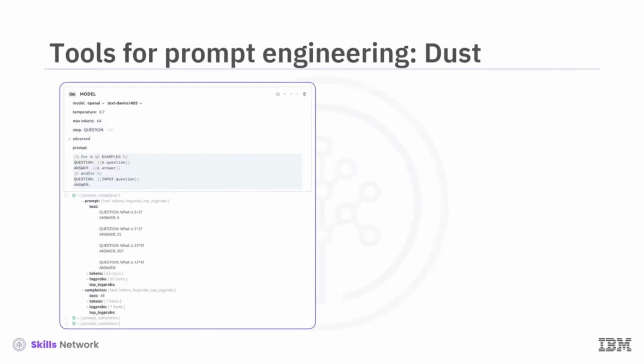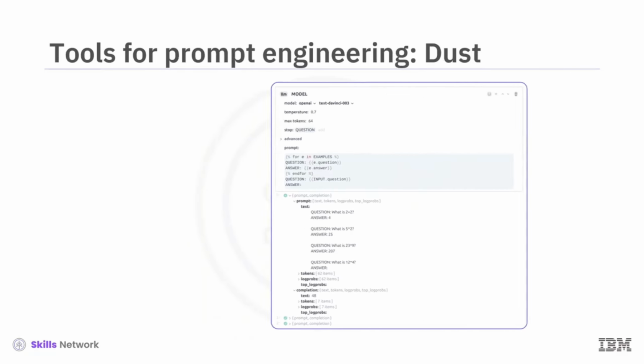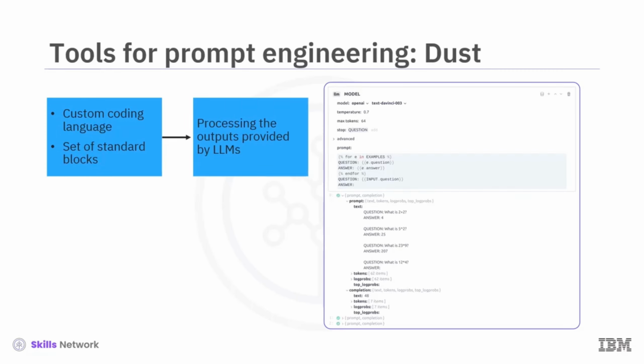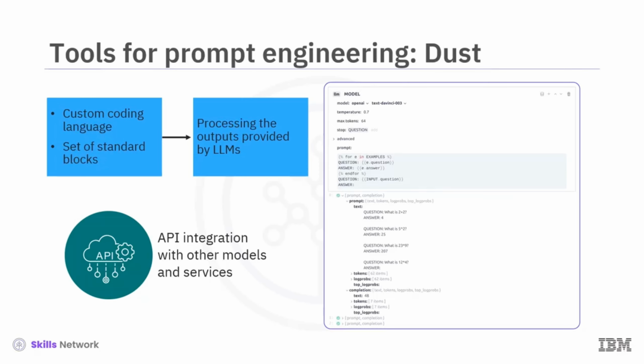Another tool for prompt engineering is Dust. It provides a web user interface for writing prompts and chaining them together. You can manage different versions of chain prompts. It also provides a custom coding language and a set of standard blocks for processing the outputs provided by the LLMs. Dust also supports API integration to integrate other models and services.